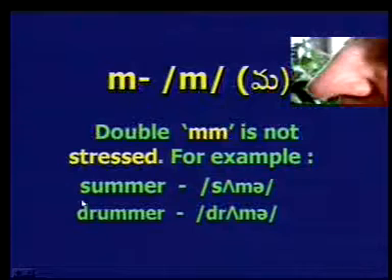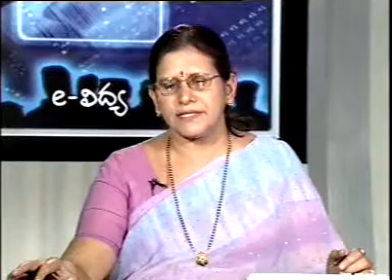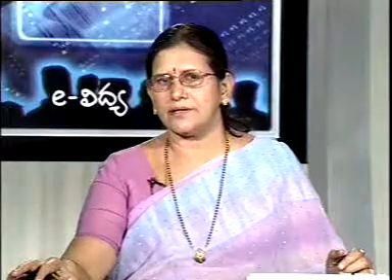Look at these spellings. S-U-M-M-E-R, summer. It has to be pronounced in a lighter manner. D-R-U-M-M-E-R, drummer. Again, it is a very light pronunciation. It is not the way that we have been pronouncing. It is not the heavy summer or drummer. We have to say it as summer and drummer.